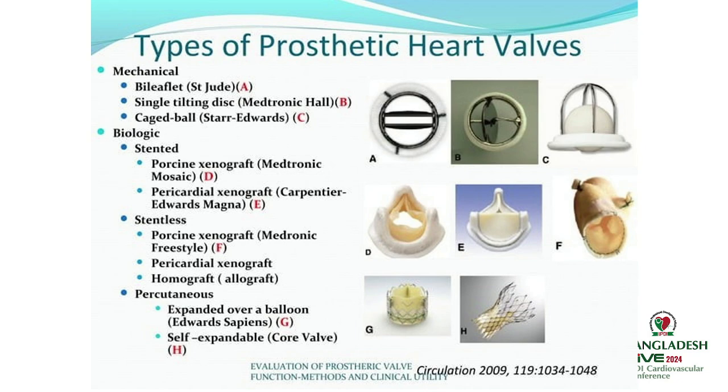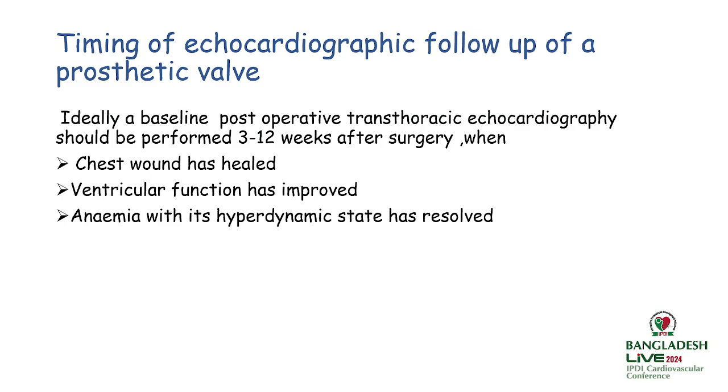We can first classify them into mechanical and biological. Mechanical valves include bileaflet, which means St. Jude bileaflet, single tilting disc, and ball and cage; Starr-Edwards is a ball and cage valve. But nowadays we usually use St. Jude bileaflet mechanical valves. Biological valves are divided into stented, stentless, and percutaneous, and most of the valves are of porcine or bovine origin. And percutaneous valves can be balloon expandable or self-expandable like CoreValve.